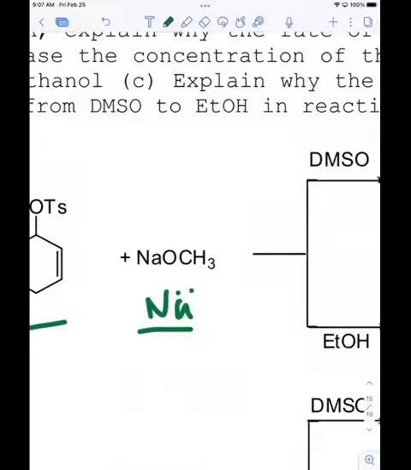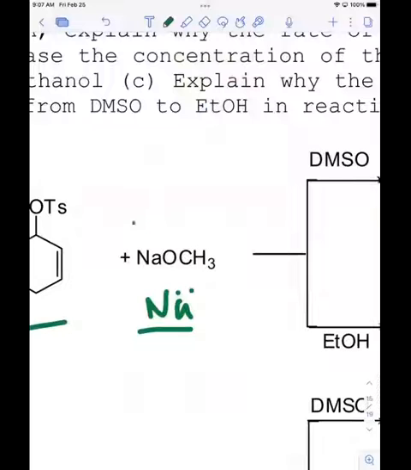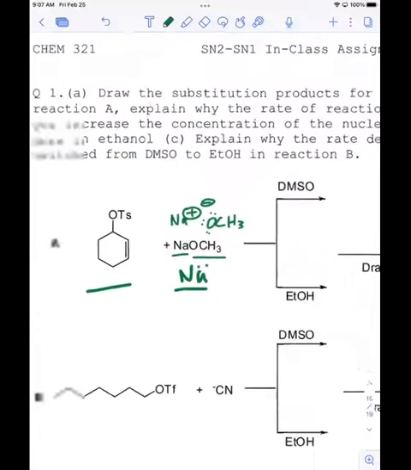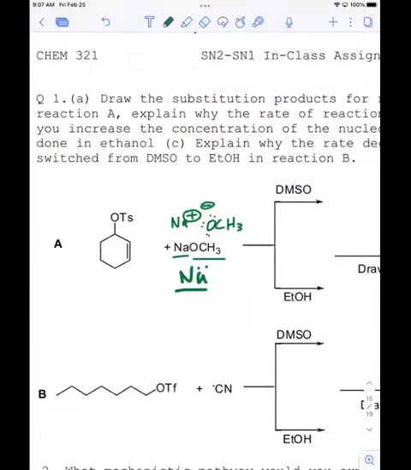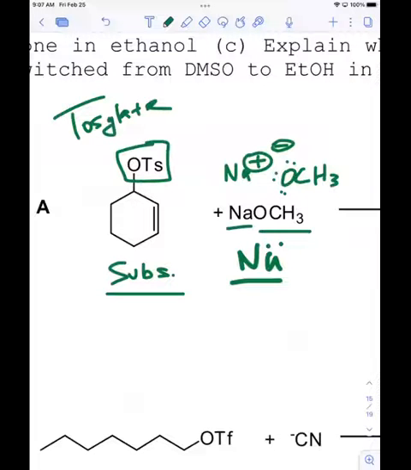That can be written like this. And that's a pretty good clue as to which one is going to be the nucleophile. If you have a metal, non-metal combination like a salt like that, that's a pretty good clue as to which one is going to be the nucleophile. All right, so if that's the nucleophile, by default, this is my substrate. And then this group right here, which is what we call a tosylate, is my leaving group.